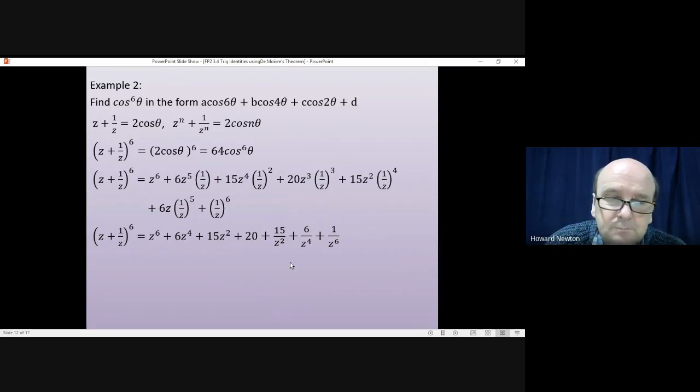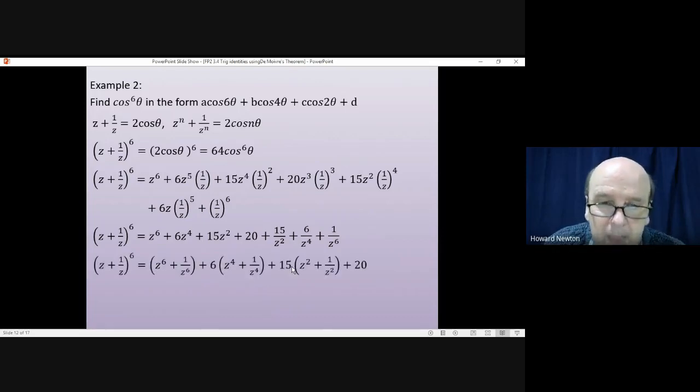Now it's this next step that's a little bit tricky to guess if you haven't seen it before. We pair the terms up. We pair z to 6 with 1 over z to the 6. And we pair the z to the 4 with the 1 over z to the 4, and the z squared with 1 over z squared. And you'll notice they have the same coefficients, which does help with the factorizing, and then plus 20 added on the end.